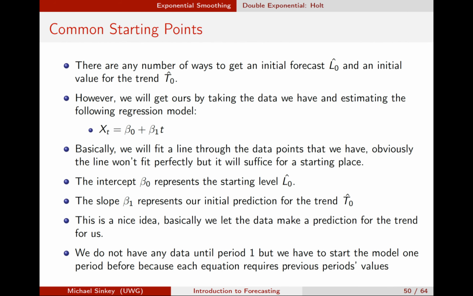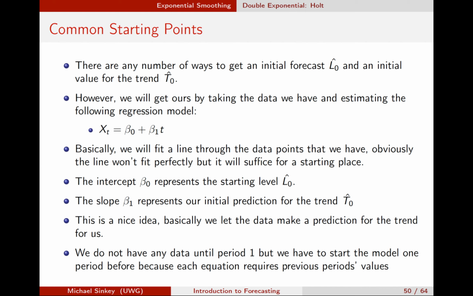Okay, so lots to unpack here. The first thing we need to do to get started is to have an initial level and an initial trend. So we have the same type of problem that we had with the single exponential smoothing in that we don't know where to start. We get our initial level and trend by estimating a regression. We have the data as a function of just the period of time that we're in.